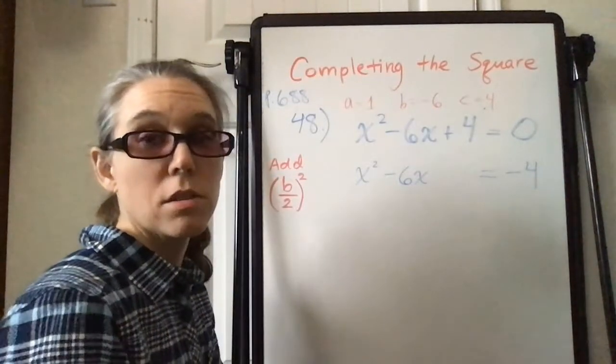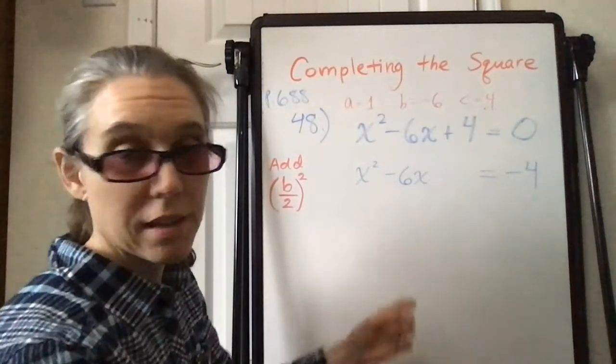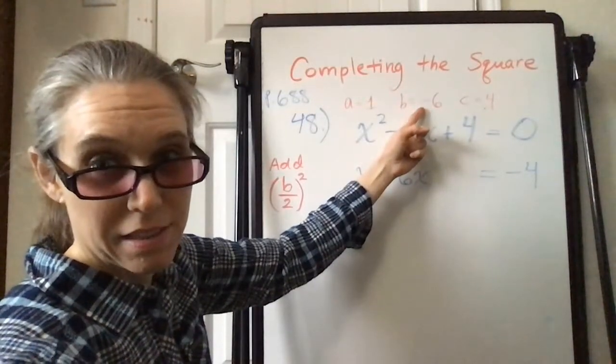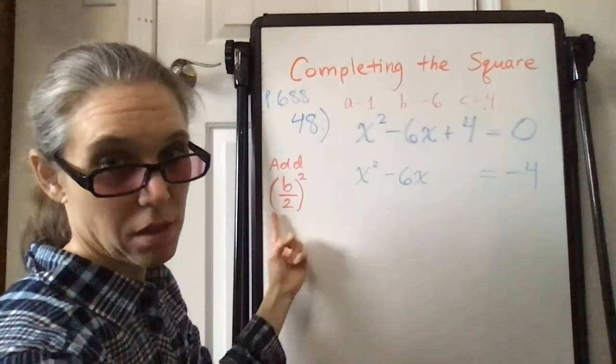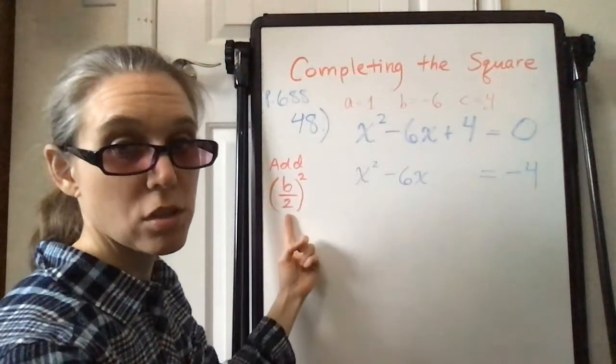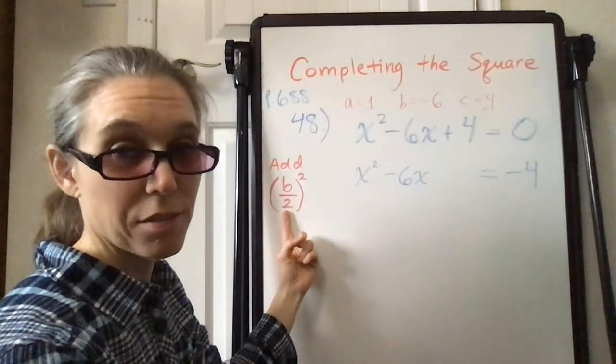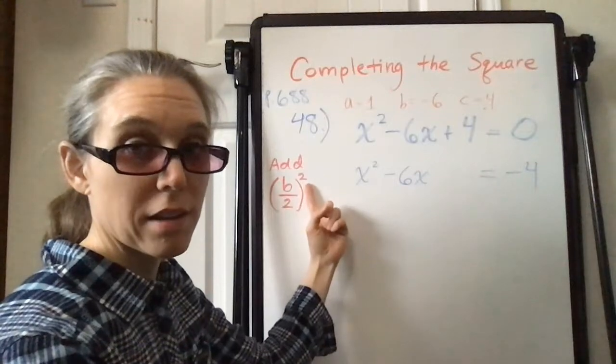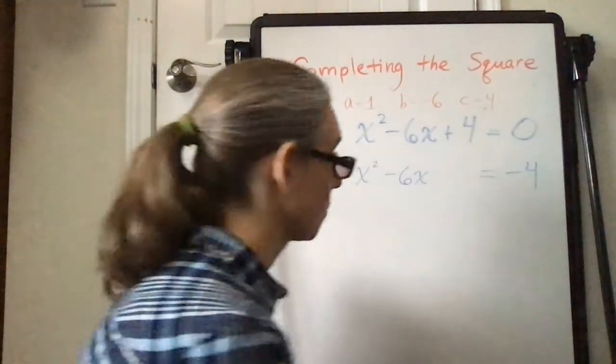Okay, so what is b? B is negative 6. Negative 6 divided by 2 is negative 3. Negative 3 squared is 9.